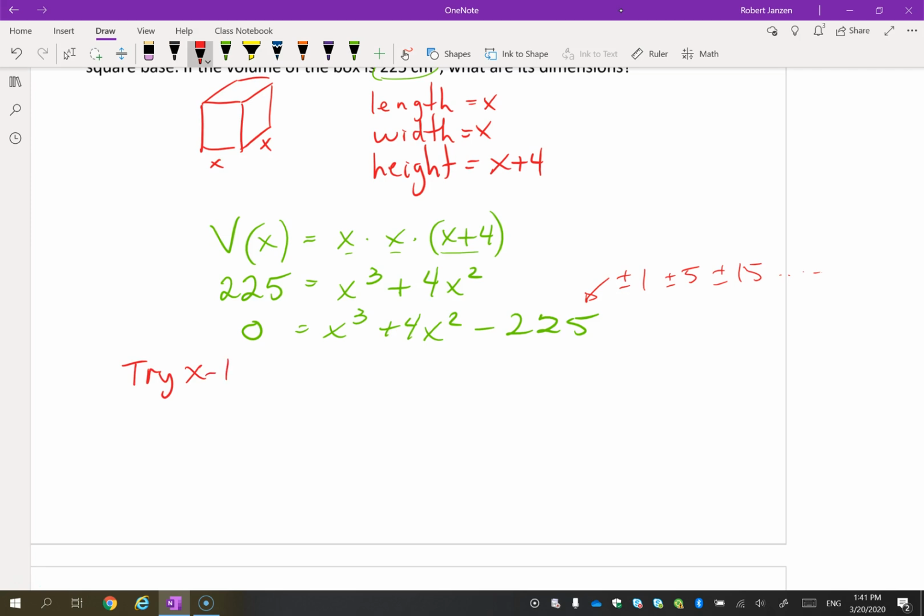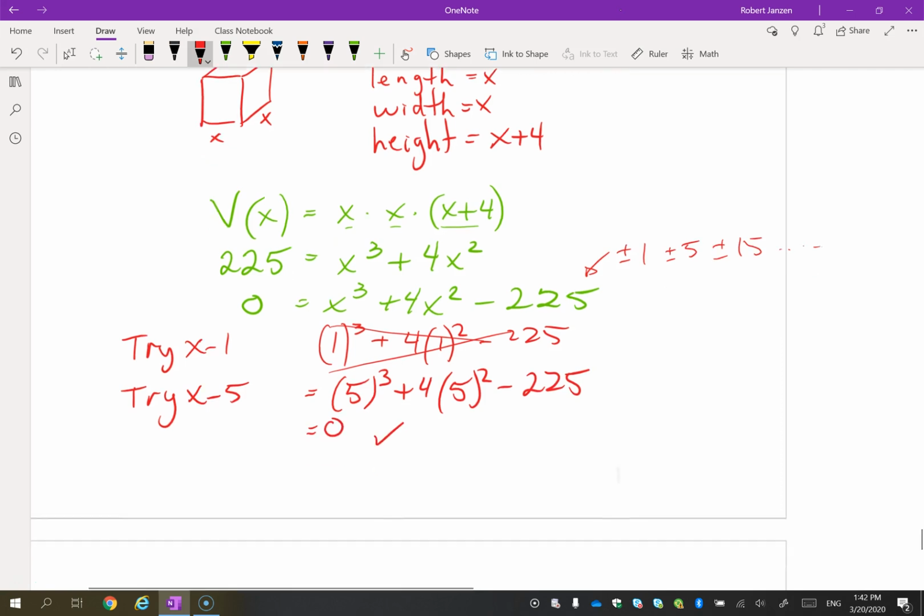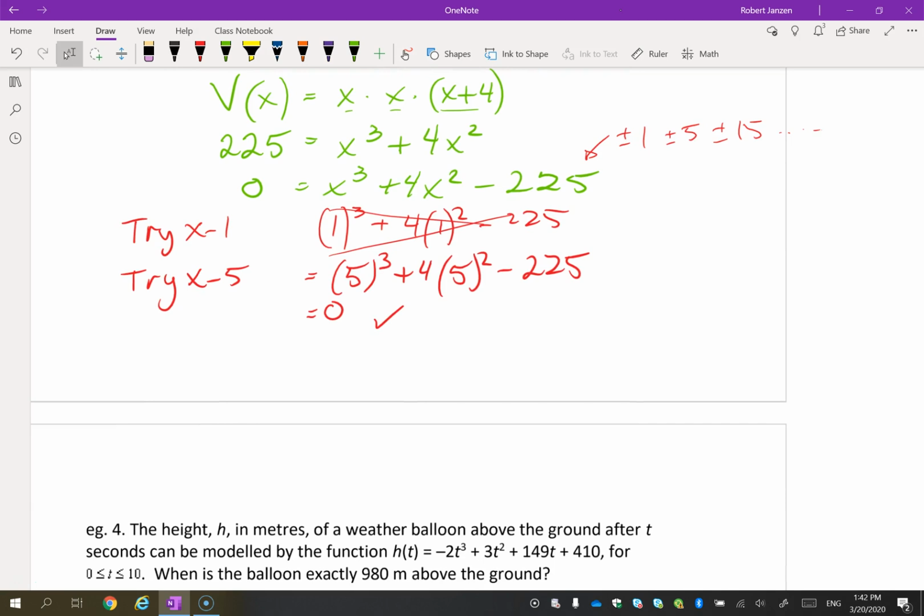Let's try x minus 1. If I put 1 into here, I get 1 cubed plus 4 times 1 squared minus 225. You can see that's nowhere near 0. Let's try x minus 5. So this is 5 cubed plus 4 times 5 squared minus 225, which equals 0. Yes, x minus 5 is a factor.